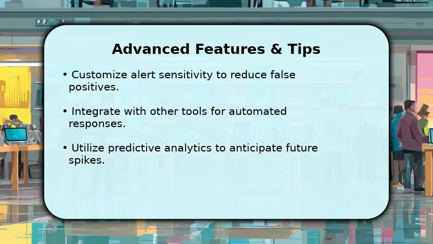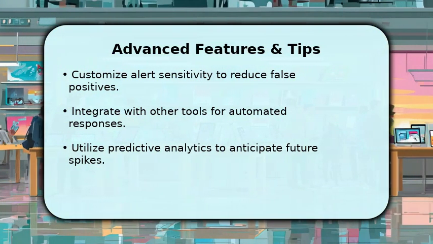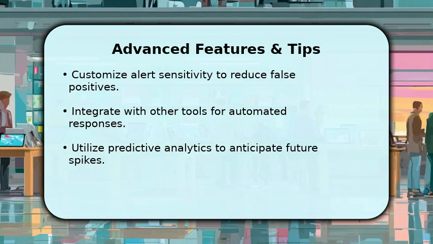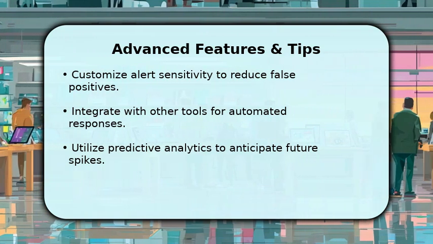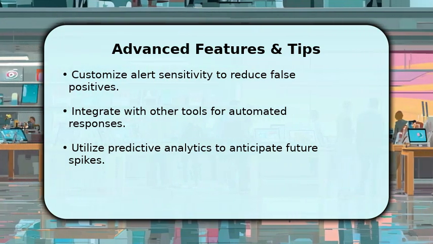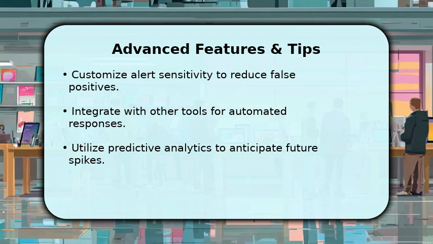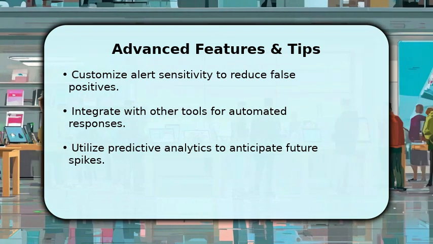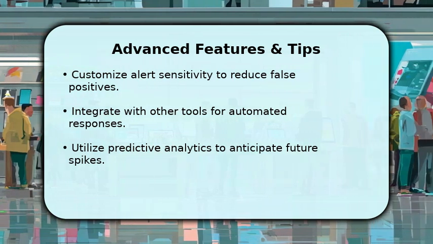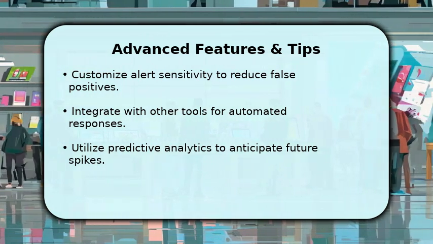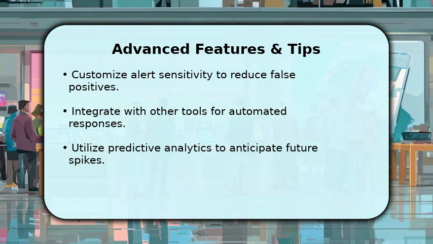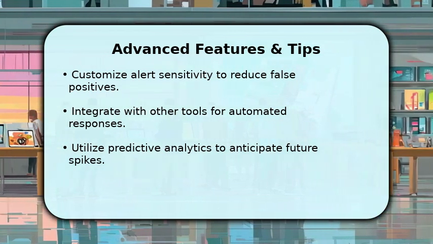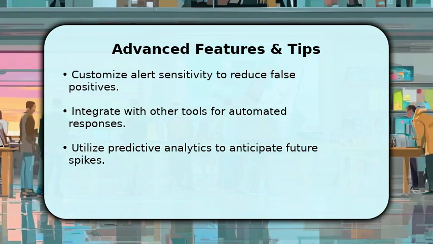To optimize your data spike experience, consider customizing alert sensitivity to minimize false positives, ensuring you only focus on critical events. Integrate Data Spike with your existing operational tools for automated responses, streamlining your workflow. Furthermore, leverage its predictive analytics capabilities to anticipate future spikes, allowing you to proactively address potential issues before they escalate. These advanced features enhance your data monitoring strategy.